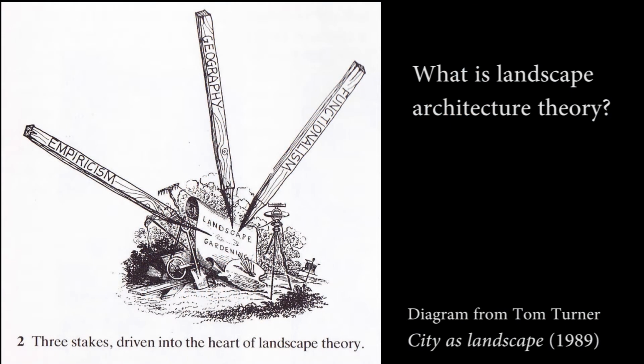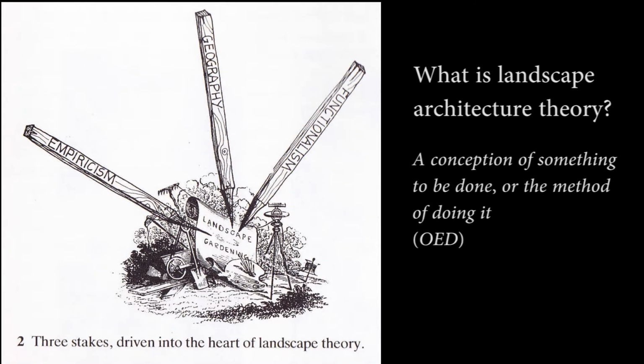I'll use the word theory in one of the senses defined in the Oxford English Dictionary to mean a conception of something to be done or the methods of doing it. My conception is that the landscape profession has one aim, 3 objectives, and 5 sets of techniques. It's a 1-3-5 profession.